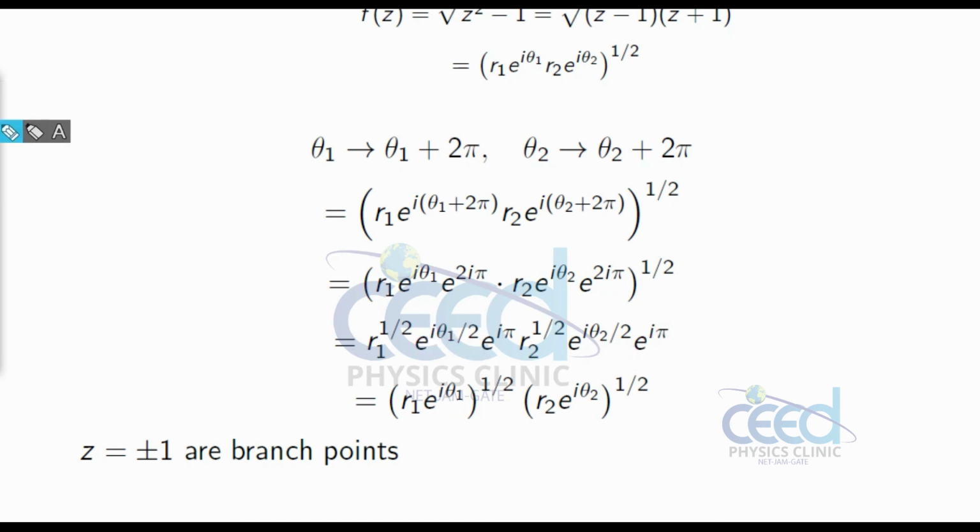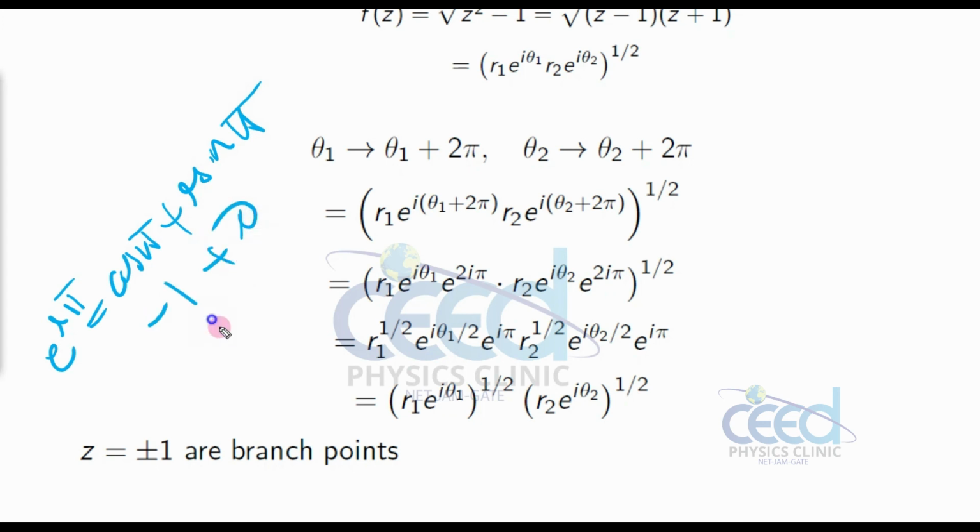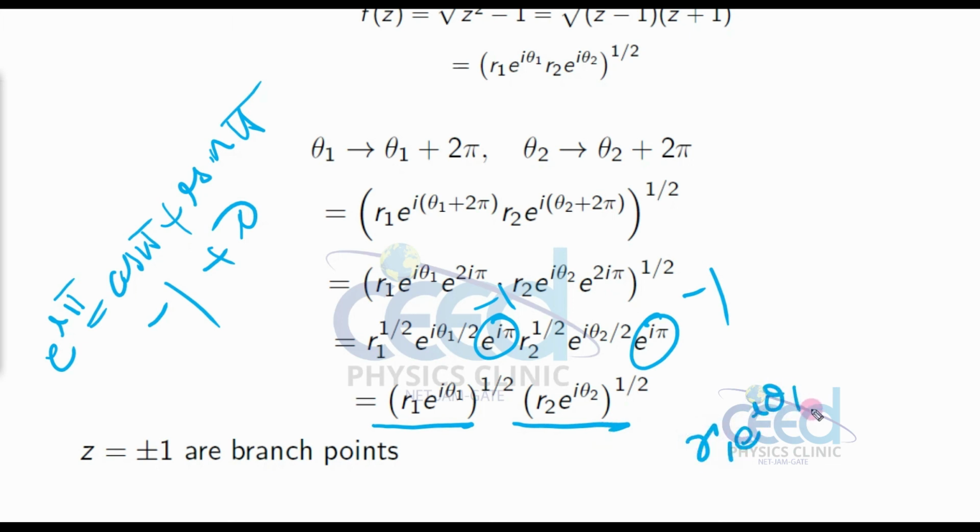Here you can see e^(iπ) is cos π + i sin π. This part is 0 and this part is −1. So here we have −1 and here also we have −1. So −1 times −1 is positive. So I can write this as (r1 e^(iθ1))^(1/2) and (r2 e^(iθ2))^(1/2). Together I can write this as (r1 e^(iθ1) r2 e^(iθ2))^(1/2). So this is equivalent to our f(z).